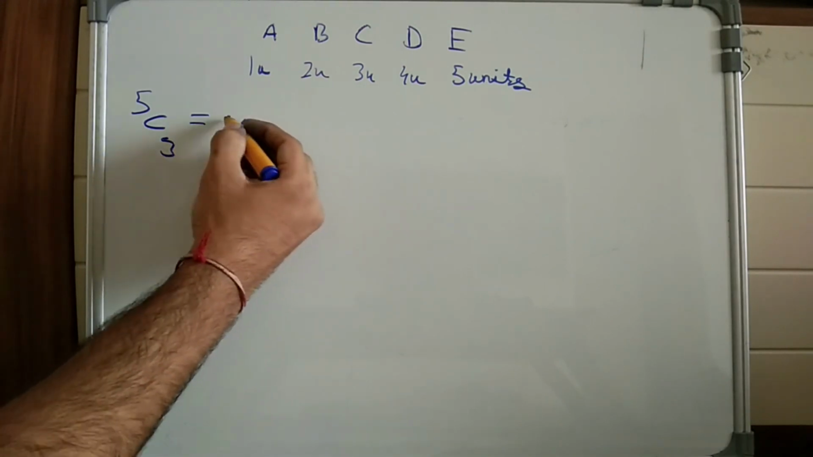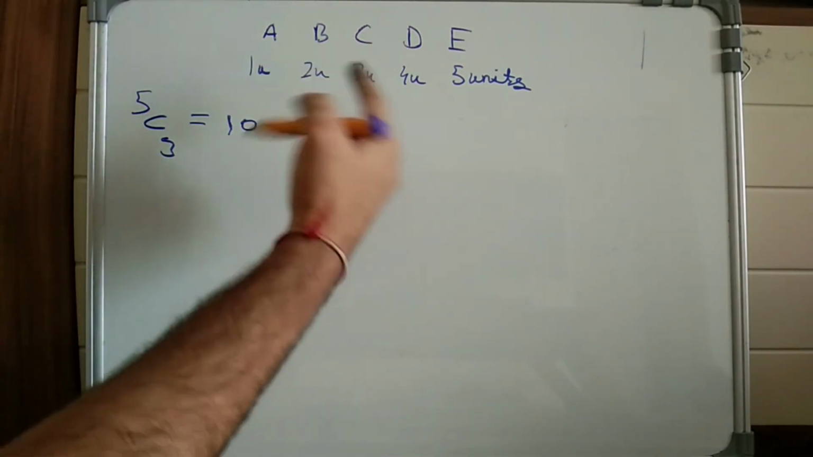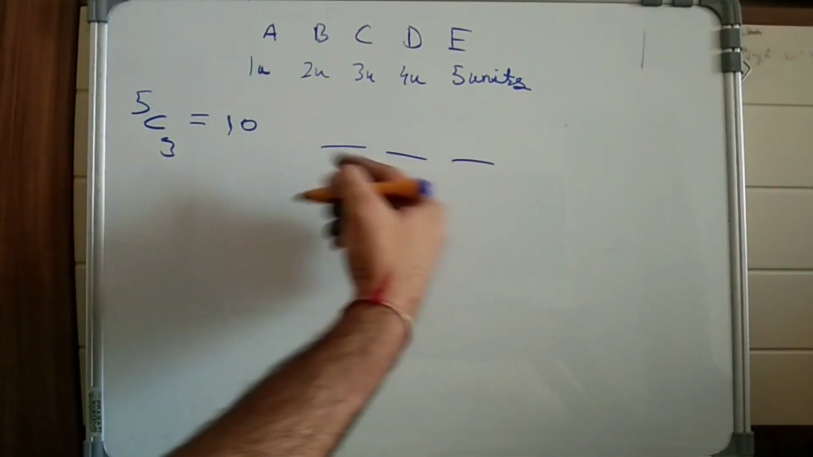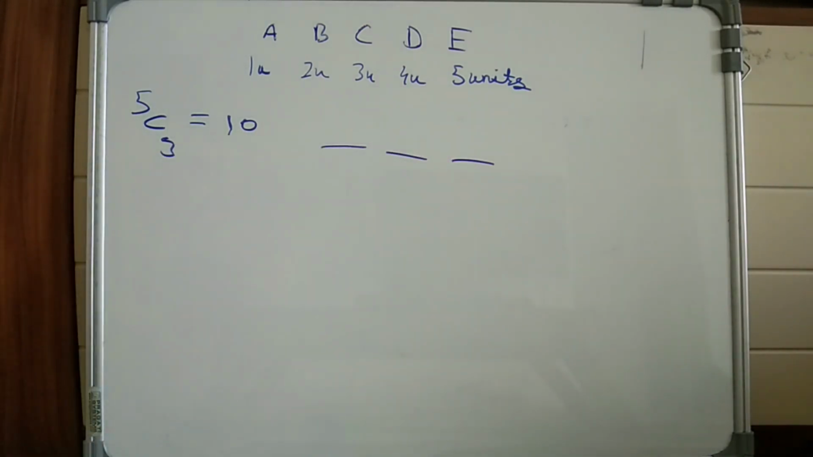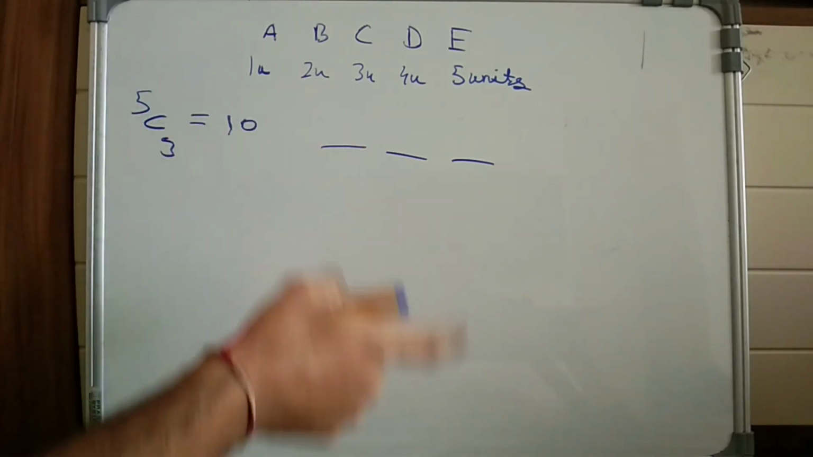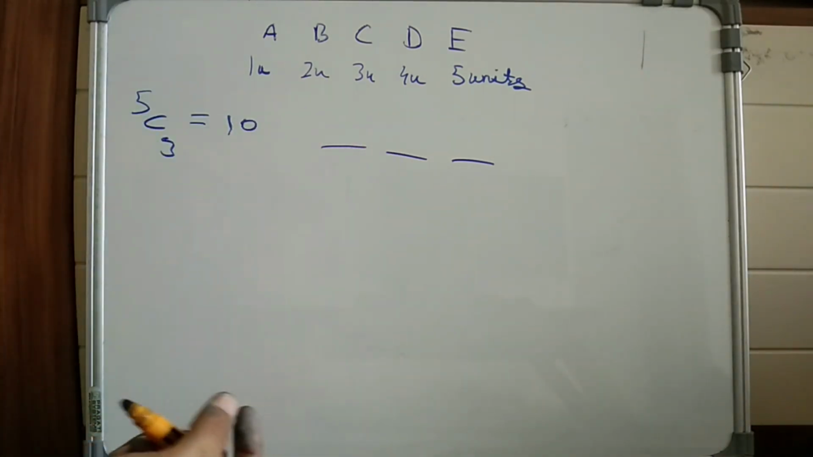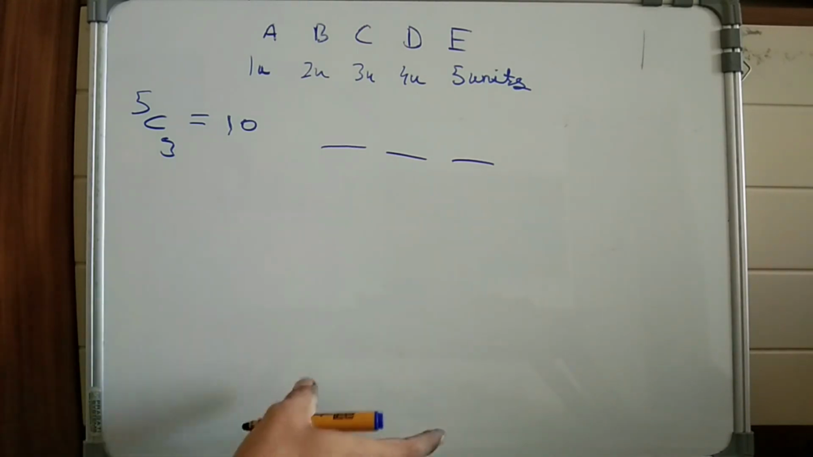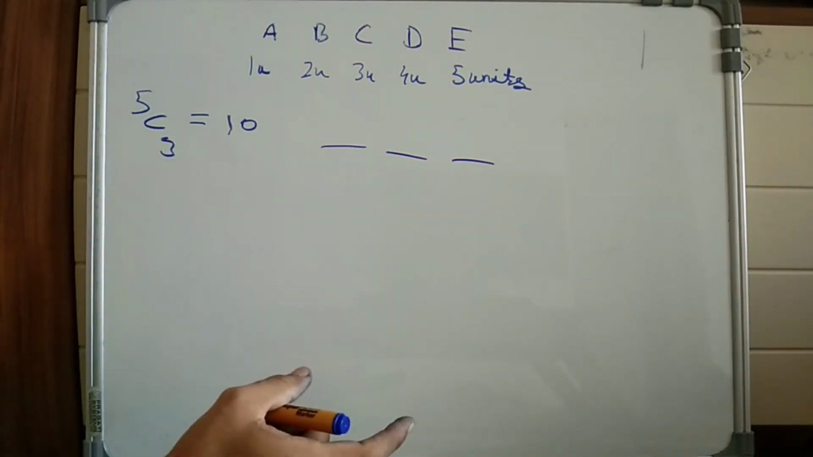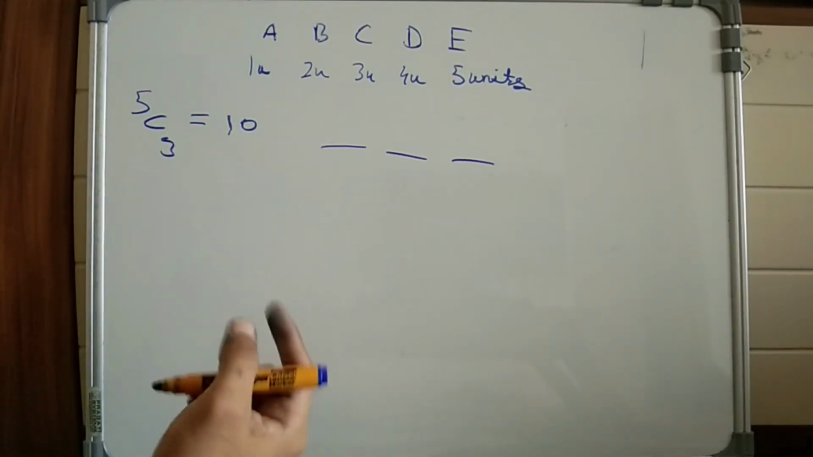Okay, so there will be a total of 10 groups of 3 people each, and each one of them is working. In how many of those 10 groups will A be there? How do I find it?